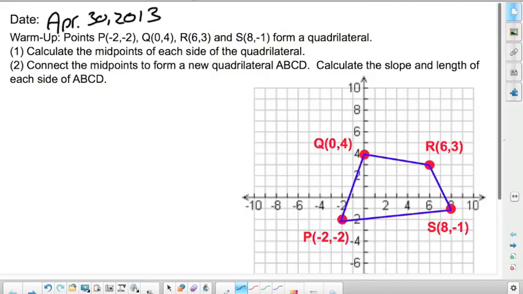So we were just asked to calculate 4 midpoints, given the 4 vertices of a quadrilateral. So, the midpoint of QR.